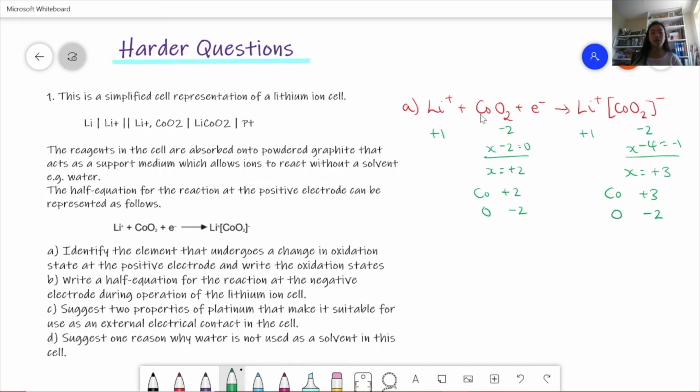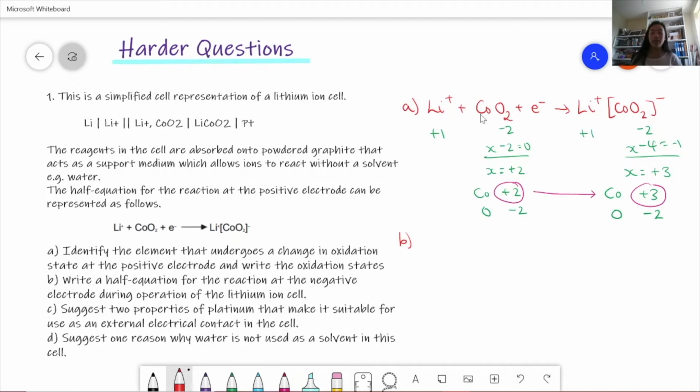And so which one has been oxidized? Well, we can see that this cobalt has been oxidized because its oxidation number has gone from +2 to +3, because oxidation can be defined as when the oxidation number increases. And so the element that undergoes a change in oxidation state is cobalt, and the oxidation states are +2 and +3. And then for B, write a half equation for the reaction at the negative electrode during operation of the lithium-ion cell.